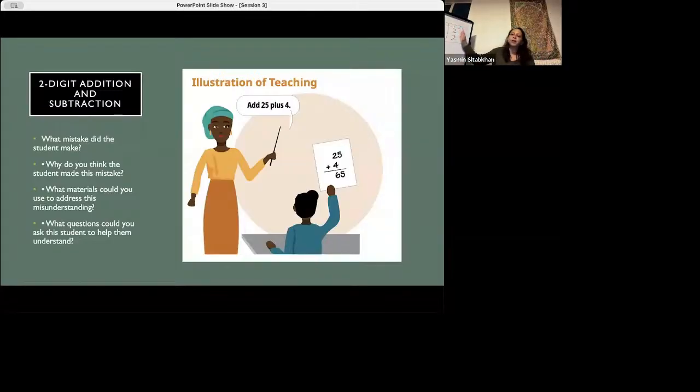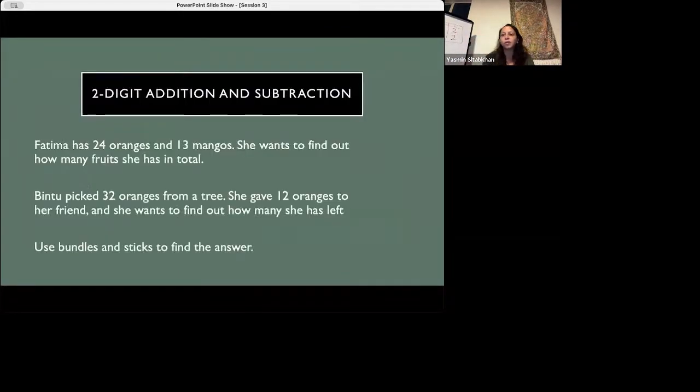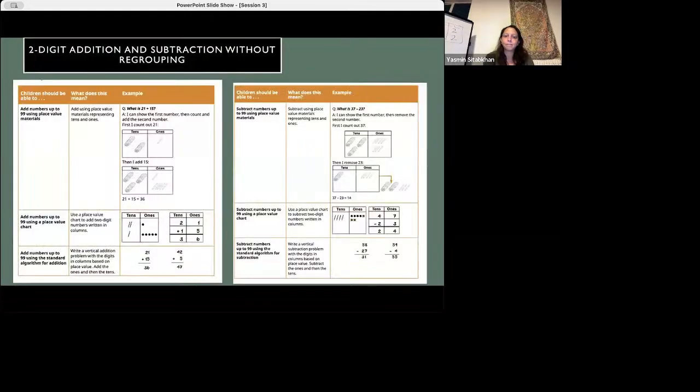If you've done these bundles and sticks over and over and over, and you've done the place value chart, it's going to be really hard for a student to write the 4 in the tens place because they have all these prior experiences, right? So this type of error comes up because often teachers haven't really laid the foundations of vertical addition and subtraction.